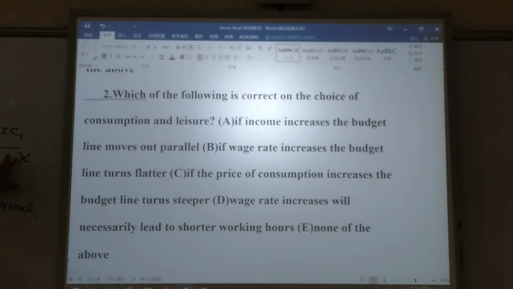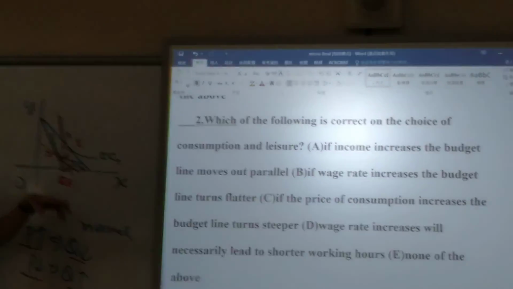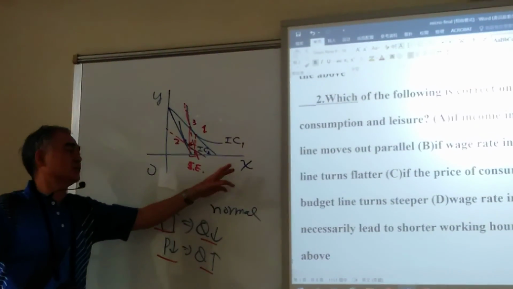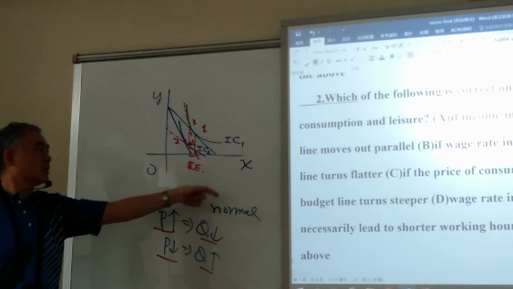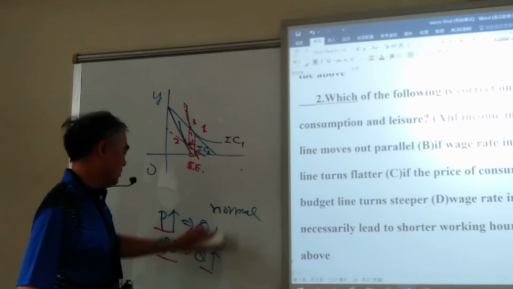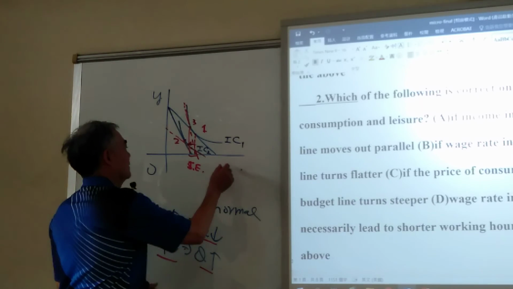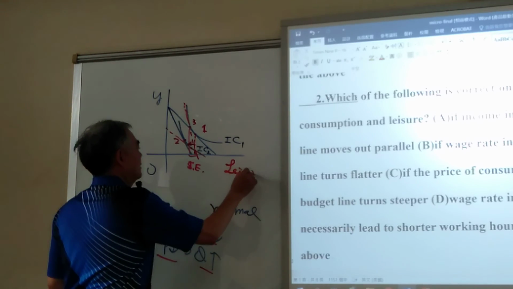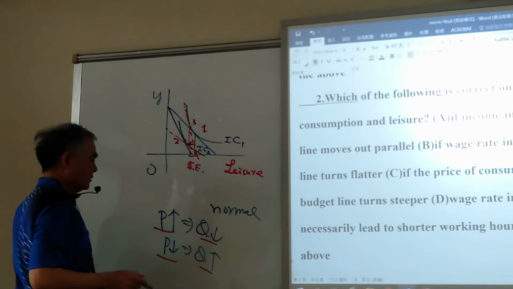And usually we have two goods. It is X, Y, it can be anything, right? It can be milk, juice, whatever. But here we have two very special things. It is called leisure, and here is called consumption.